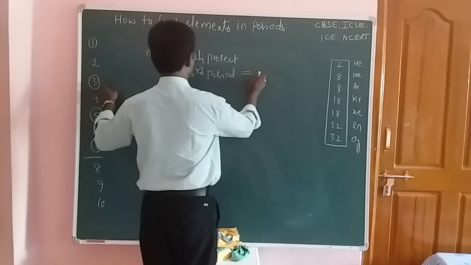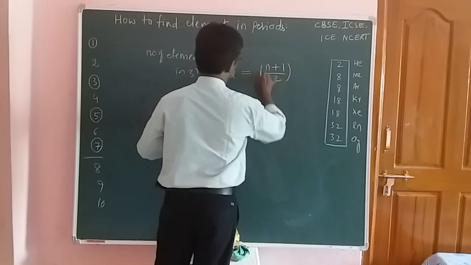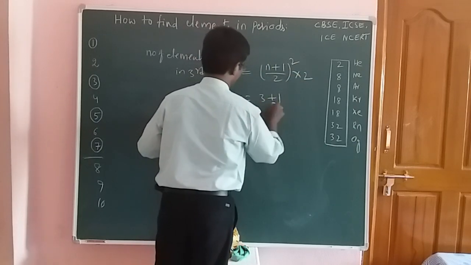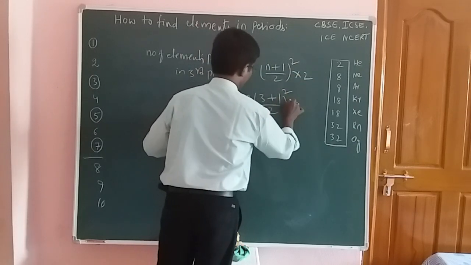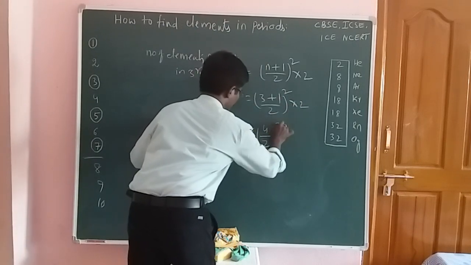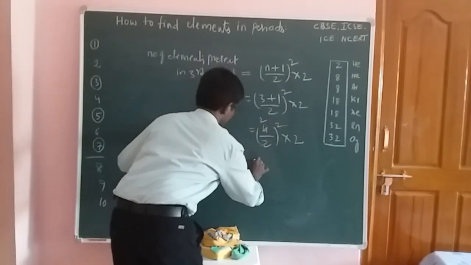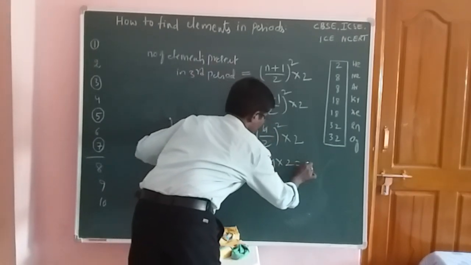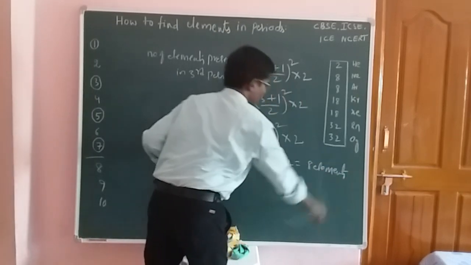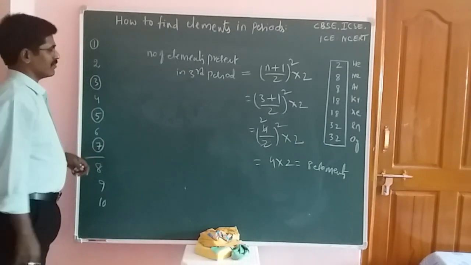So this is an odd number, student. So that means ((n plus 1) upon 2) whole square into 2. Now here 3 plus 1 upon 2 whole square into 2. Now here 4 by 2 whole square into 2, students. Now that means 2 twos are 4, that means here 4 into 2, which is equal to 8 elements. Is it right, students? 8 elements.